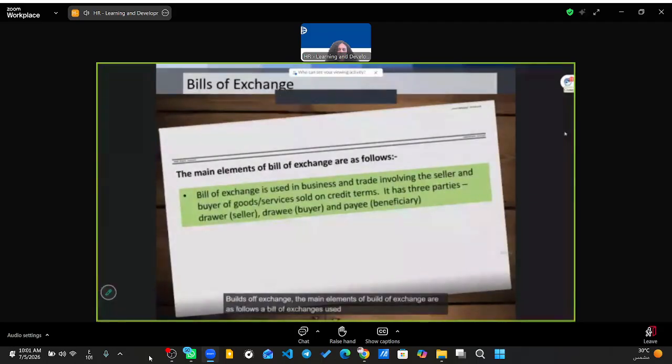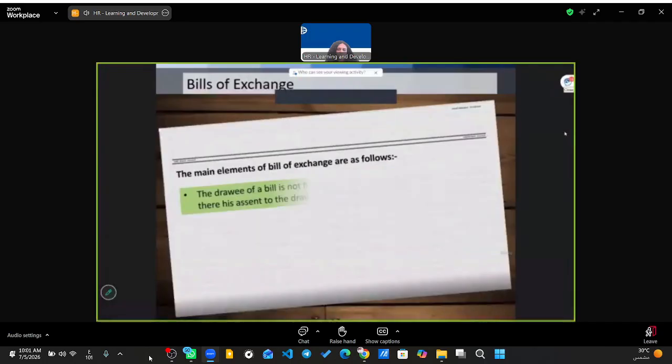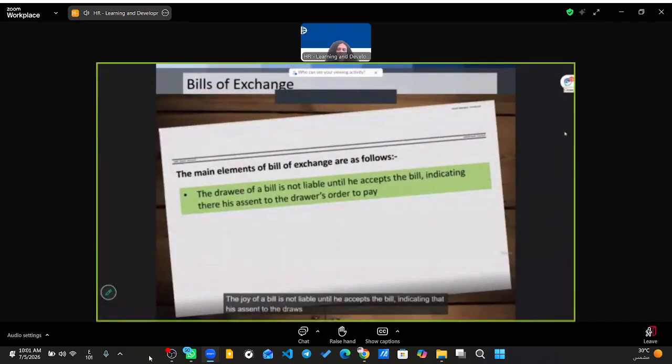A bill of exchange is used in business and trade involving the seller and buyer of goods or services sold on credit terms. It has three parties: drawer, which is the seller; drawee, which is the buyer; and payee, which is the beneficiary. Instead of paying cash, the buyer undertakes to pay to the payee or to his order a specified sum on demand. The drawee of a bill is not liable until he accepts the bill, indicating his assent to the drawer's order to pay.